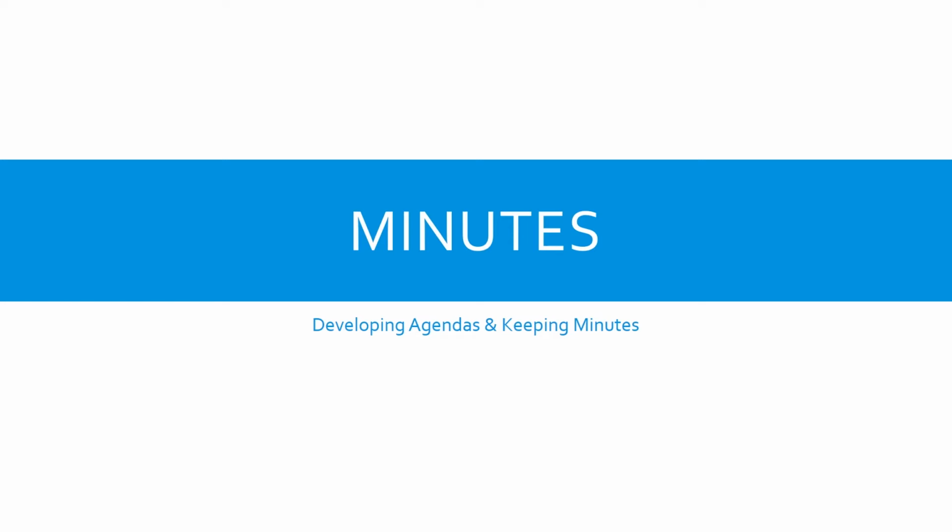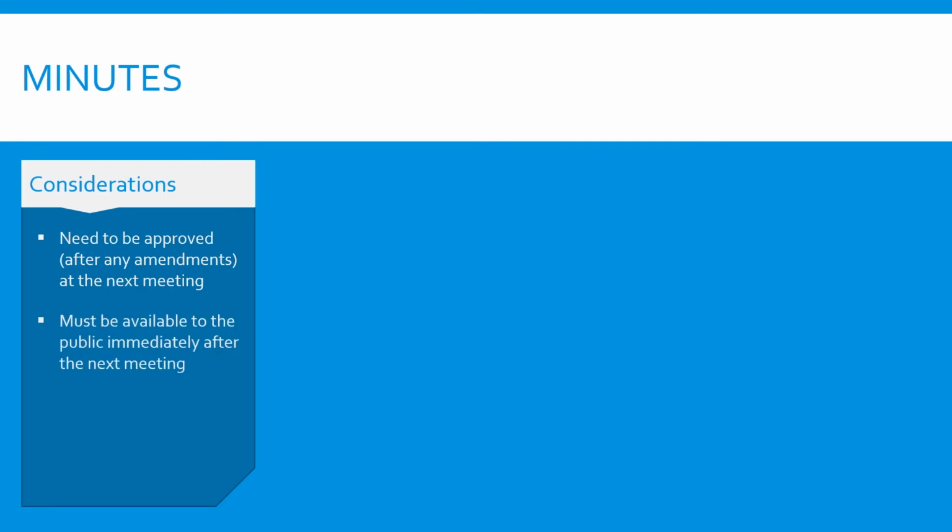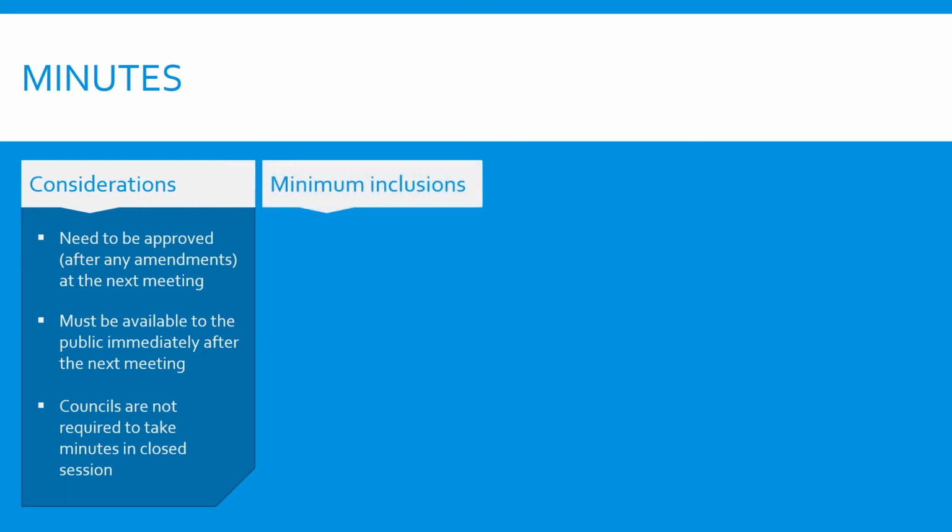Keeping accurate minutes is another responsibility of the school council. Minutes are the official record of a school council's decisions. For practical purposes, if the school council minutes do not reflect a decision, then the decision did not occur. First, let's take a look at a few general considerations regarding minutes. Minutes need to be approved after any amendments at the next meeting and must be available to the public immediately after the next meeting. However, it is not required for councils to take minutes in closed sessions.